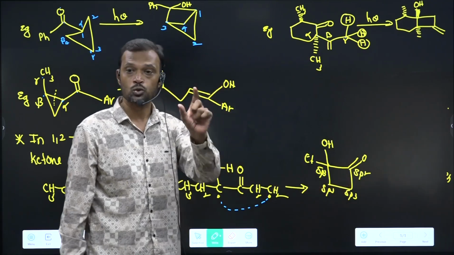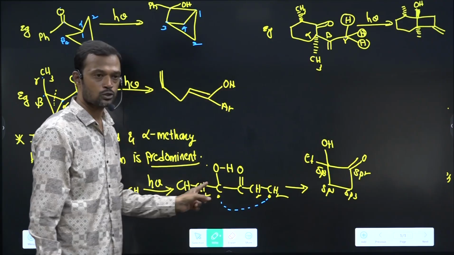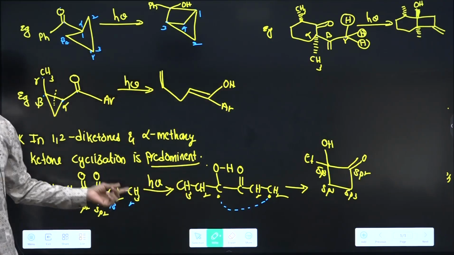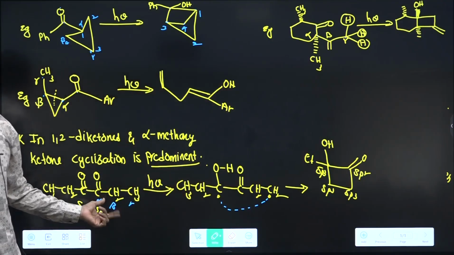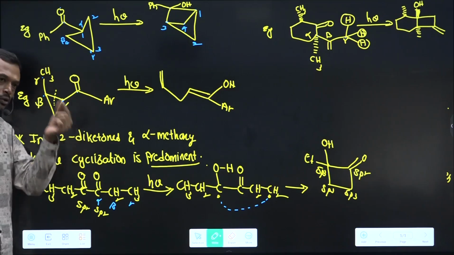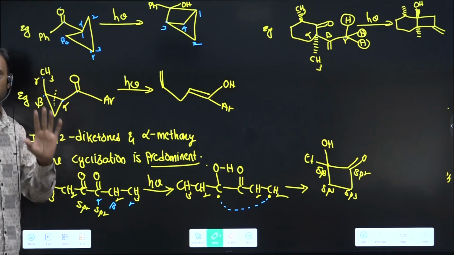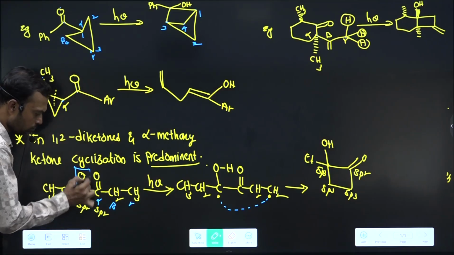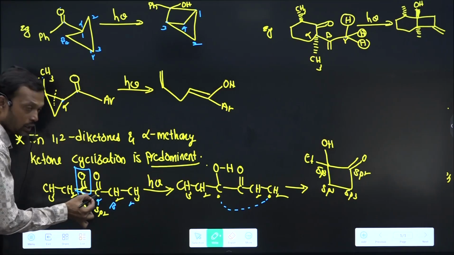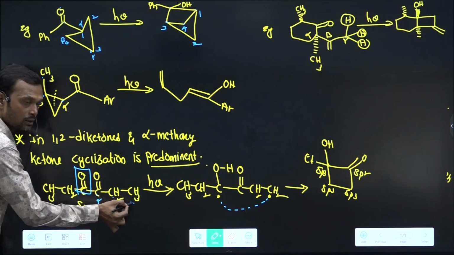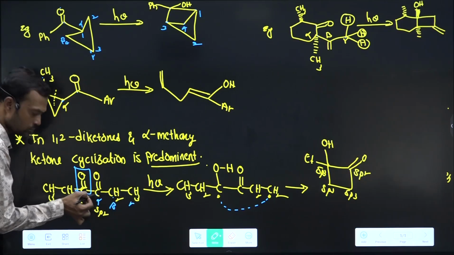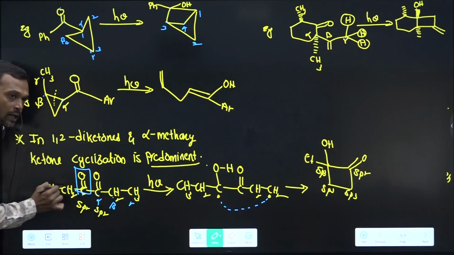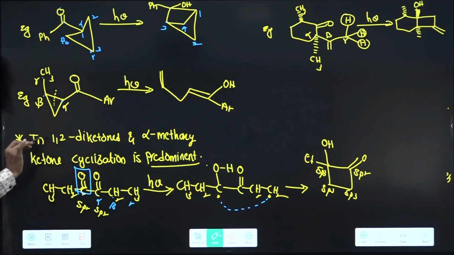Don't write Norrish type 2 cleavage. It is Norrish type 2 reaction only, but it is not Norrish type 2 cleavage. It is Norrish cyclization. When 1,2 diketone is given anywhere, write down the cyclization product. Don't go for Norrish cleavage. And if you assume this is the functional group, this is alpha, this is beta, this is gamma. Suppose if this is the functional group, if you assume this is alpha, beta, gamma, any direction you can take. Clear?